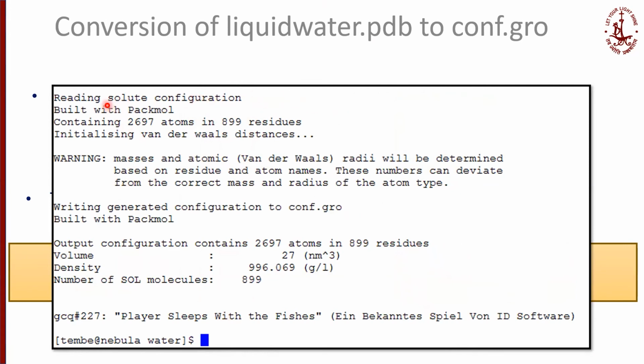Reading solute configuration built with packmol. So your output file will contain this many atoms. Why 2697? Multiply 899 by 3, you will get 2697, because each water molecule has 3 atoms. You can check the density: 996.069 gram per liter, which is close to the experimental density of 998 grams per liter. So what you have packed in packmol is correct.